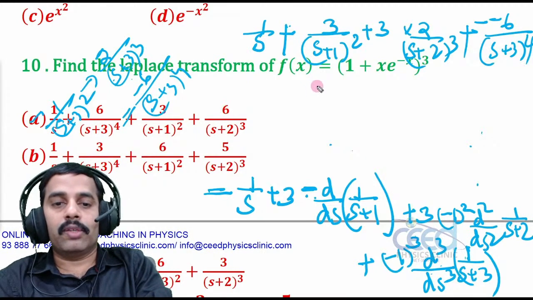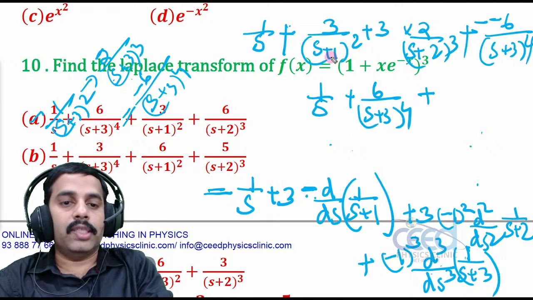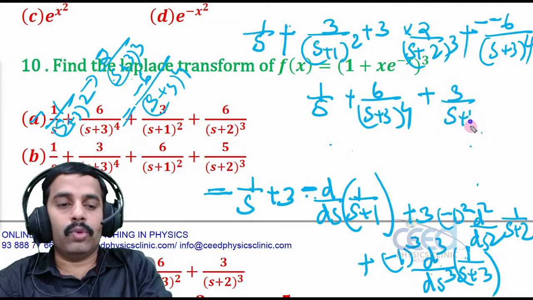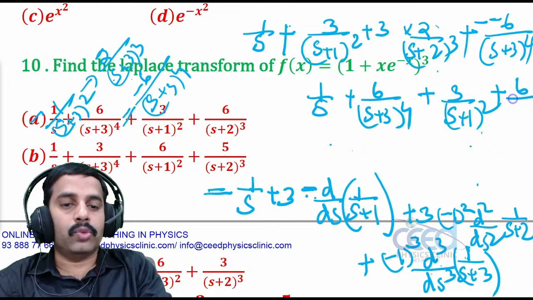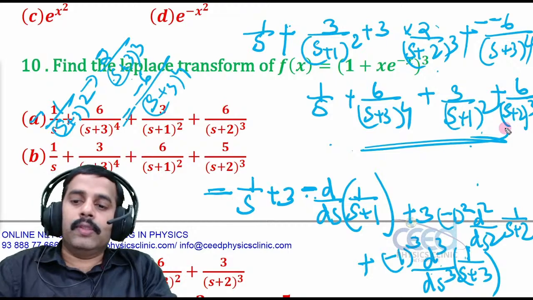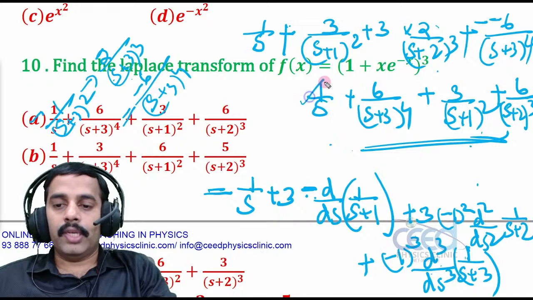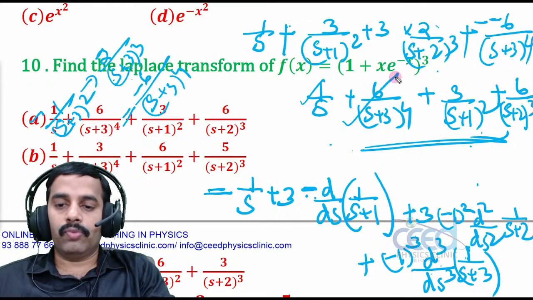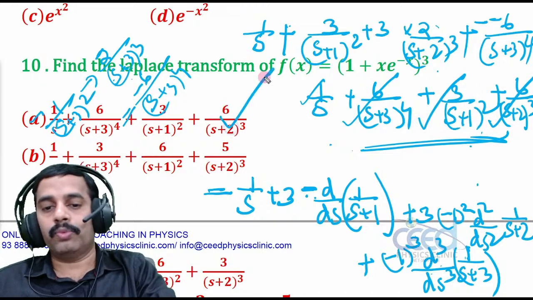So which one is the option? 1 by s plus 6 divided by s plus 3 whole raised to 4, that is 3 divided by s plus 1 the whole square, and again 6 divided by s plus 2 the whole cube. So which one is the option? Option A is correct, right? All the terms are involved here, right? 1 by s, 6 by s plus 3 whole raised to 4, 3 by s plus 1 whole square, 6 by s plus 2 the whole cube. So option A is correct.